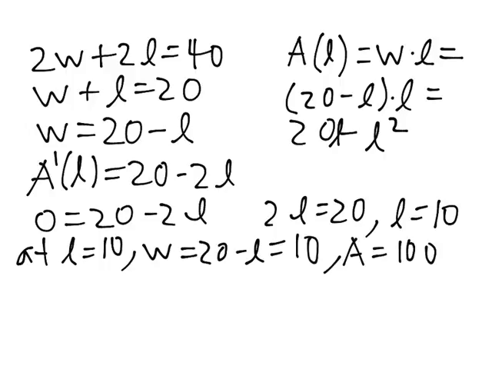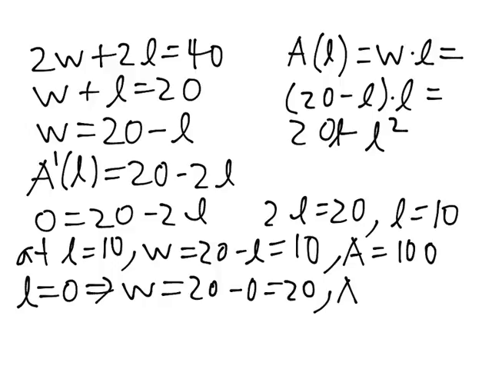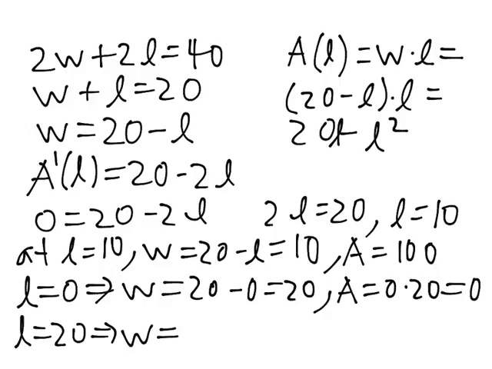But we're not done yet. We've only checked the critical points where the derivative is 0. We have yet to check the edge points. Since we determined before that l is greater than or equal to 0, and l is less than or equal to 20, we have to check l equals 0 and l equals 20. At l equals 0, w is equal to 20 minus 0 equals 20, and the area is equal to 0 times 20, which is 0. At l equals 20, we have w equals 20 minus 20, which is 0. So the area is 20 times 0, which is also 0.